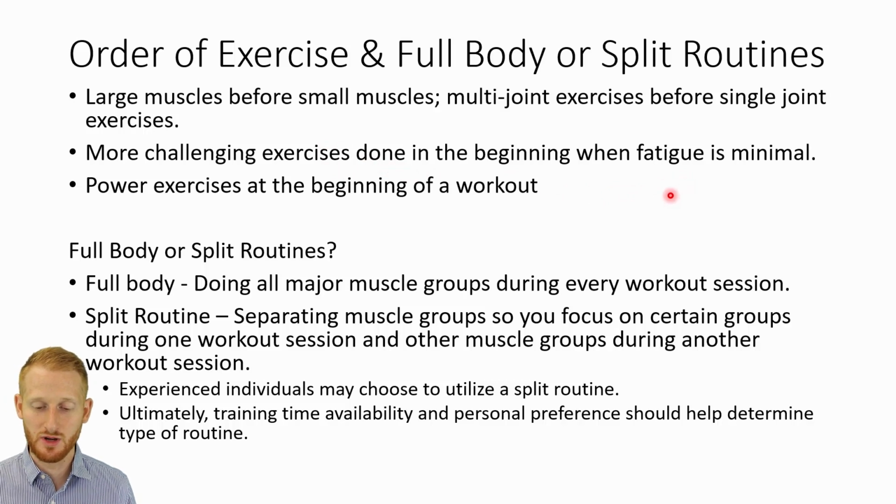So let's say you're doing maybe squats with the individual and abdominal crunches as well. Most people are going to find squats to be much more challenging than an abdominal crunch, so the squat should come first. And the last one here is power exercises. If you're using them at all, power exercises should be at the beginning of the workout.